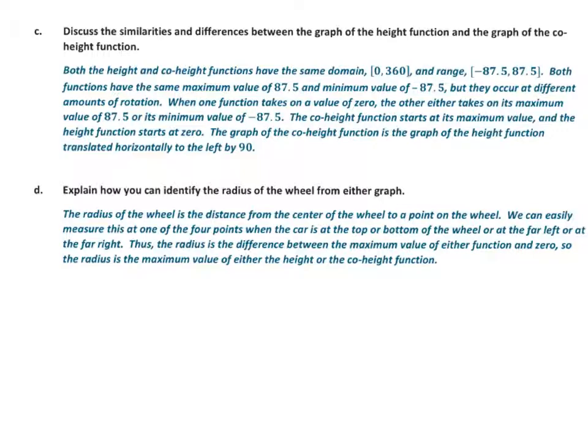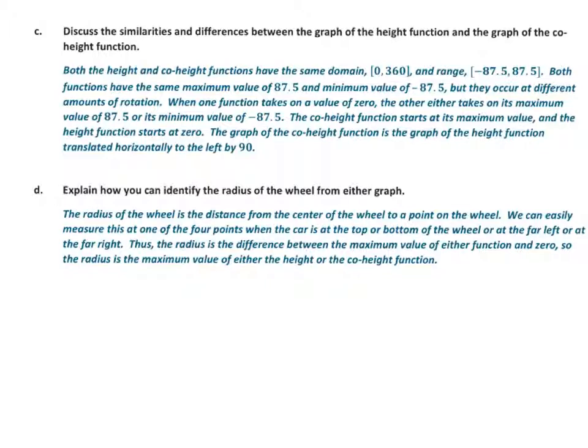Discuss the similarities and differences between the graph of the height function and the graph of the co-height function. And these are things that will hold true throughout whatever comparisons you make in a different problem. Both the height and the co-height functions have the same domain. You're going from 0 degrees to 360. And the range is negative 87.5 to 87.5. And this is for that particular problem. Both functions have the same maximum value, 87.5, and same minimum value of negative 87.5. But they occur at different amounts of rotation. That's what you should take away from that.